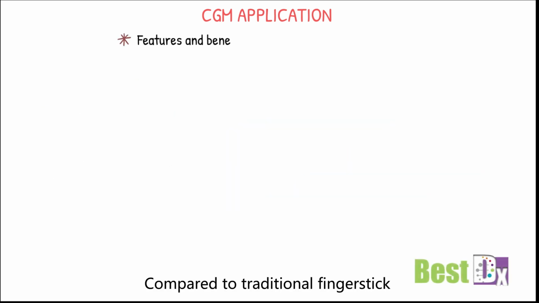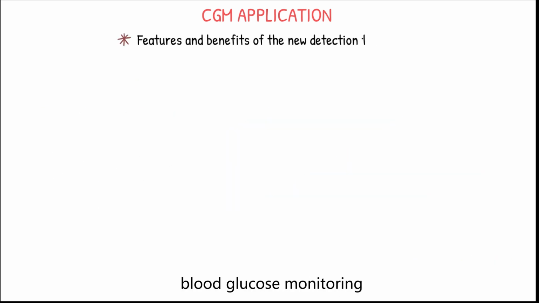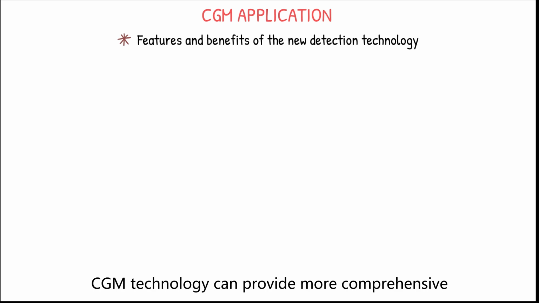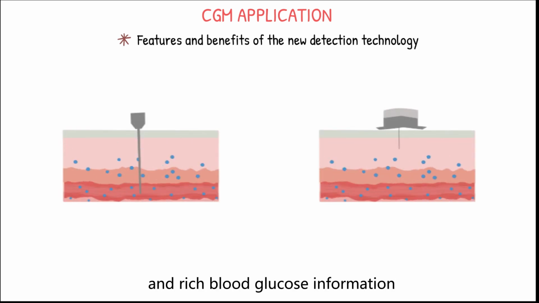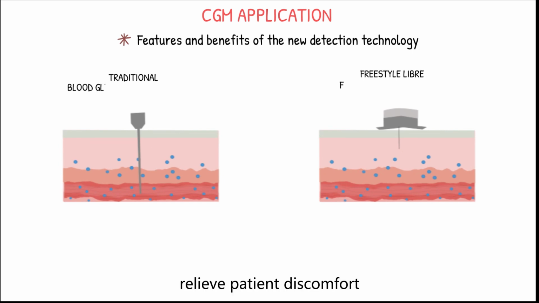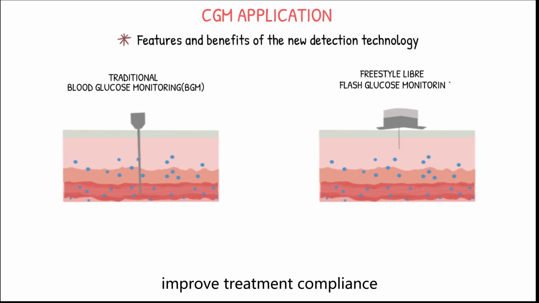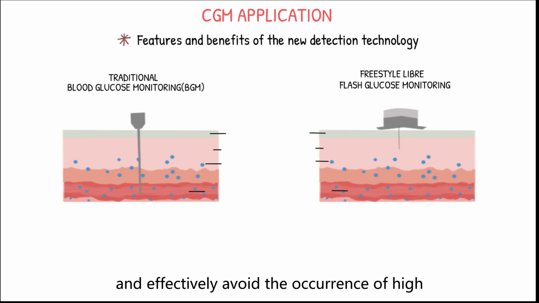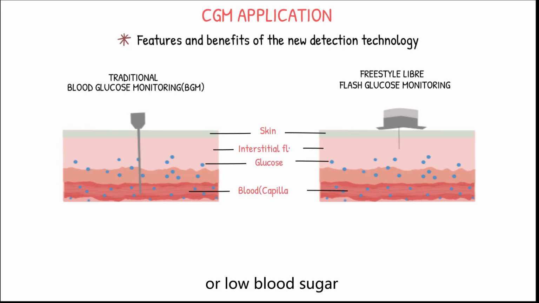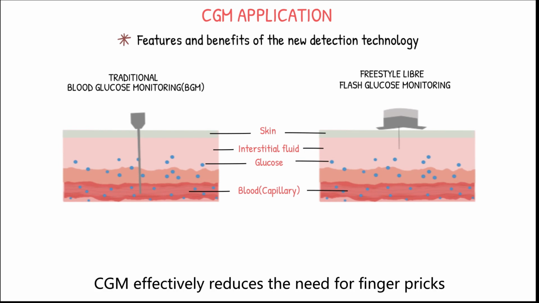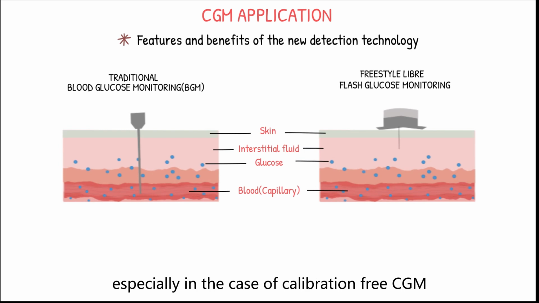Compared to traditional fingerstick blood glucose monitoring, CGM technology can provide more comprehensive and rich blood glucose information, relieve patient discomfort, improve treatment compliance, and effectively avoid the occurrence of high or low blood sugar. The primary benefits of CGM include: CGM effectively reduces the need for finger pricks, especially in the case of calibration-free CGM.